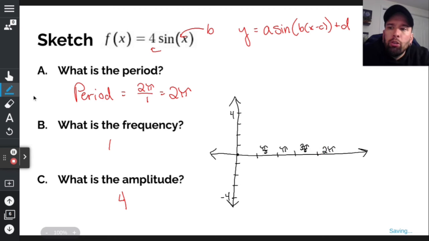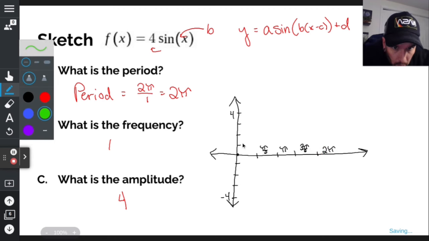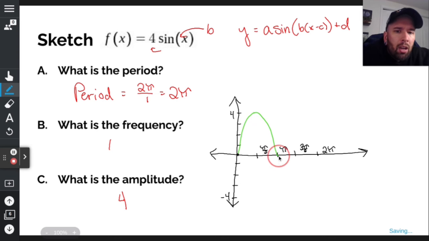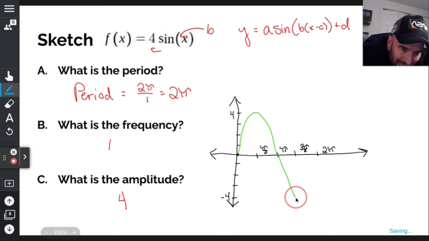So let me try to draw this out. Okay, it's a sine, so it starts at 0, 0, peaks out at 4, and that happens at pi over 2. Then it hits the x-axis at pi, completely bottoms out at 3 pi over 2, and then comes back up to repeat the process at 2 pi.